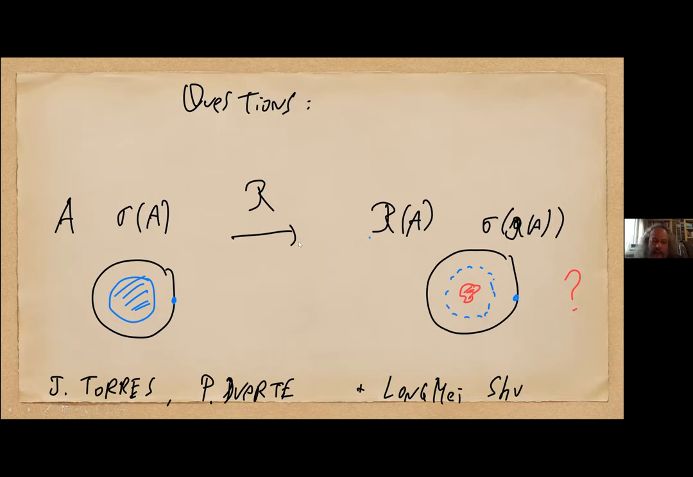So it's really interesting to deal with this kind of matrix. We would like to know if you can find conditions on the stochastic matrix or maybe stochastic operators that assure this kind of behavior. It's not clear exactly what to use, but that's the kind of thing we are investigating now. This is something we are trying to do with Joana, Pedro, and also with a Chinese mathematician, Long Mei Shu. She's with us in this path.